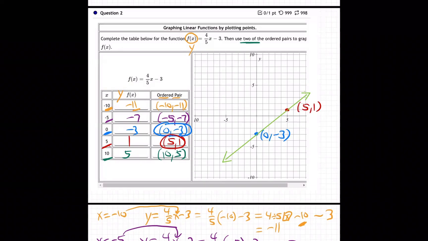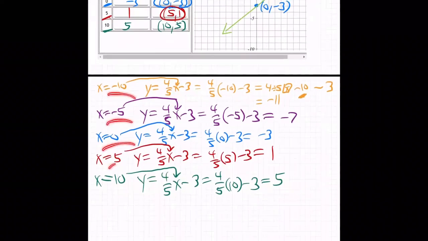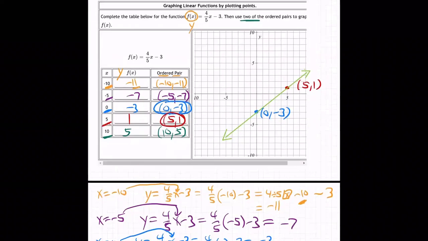Is that making sense? So I just took the equation. They gave me a bunch of x values to plug in. I plugged them in one at a time, and then got these ordered points, and then I put 2 of them on there, and it made a graph. It's showing the connection between an equation, a table, and a graph. They're all saying the same thing.